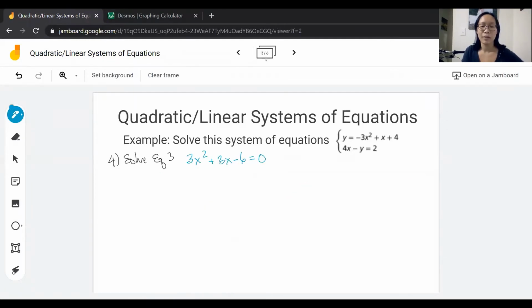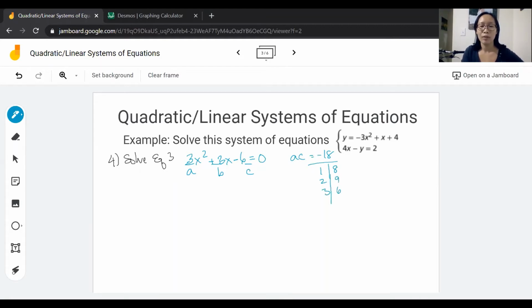I'm going to solve this by factoring. I see that my a is 3, my b is 3, and my c is negative 6. When I multiply a and c, I get negative 18, and my factors of 18 are 1 and 18, 2 and 9, and 3 and 6.